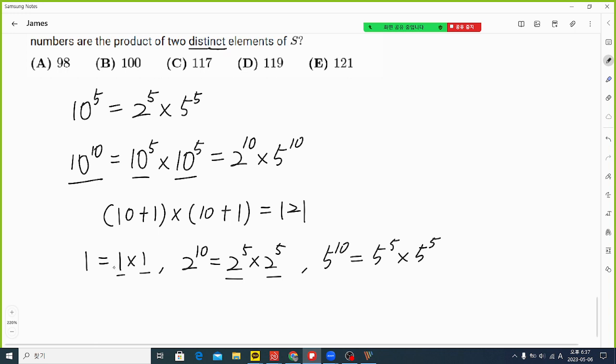So when we subtract the case of these factors, we should subtract 4 from 121. So what's the difference between 121 and 4? Can you hear me? Yep. Subtract 4 from 121. 117. Yep. So the answer is C.